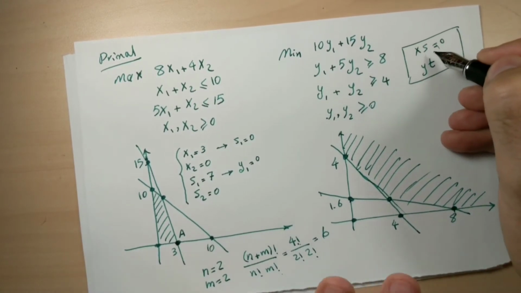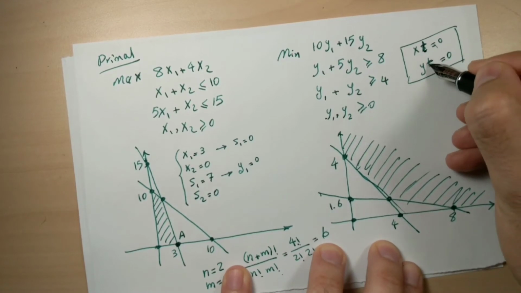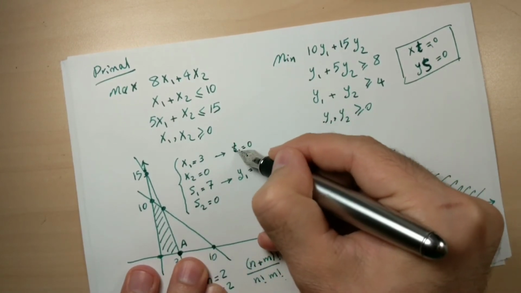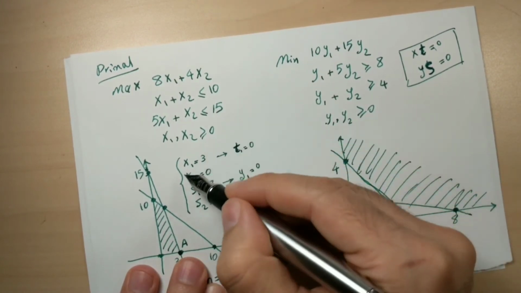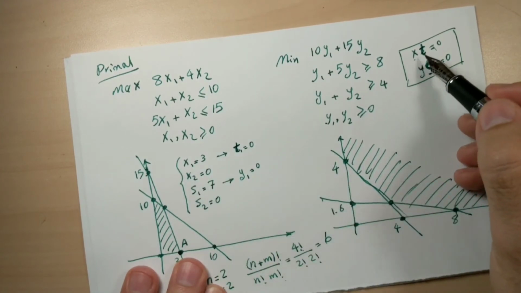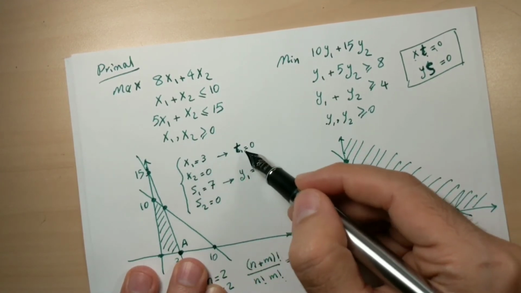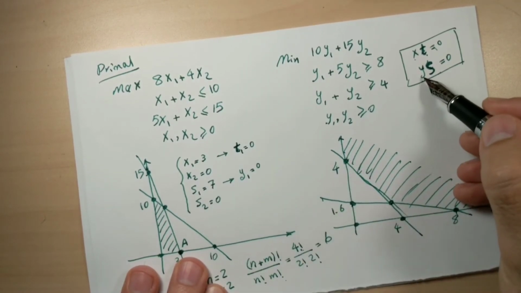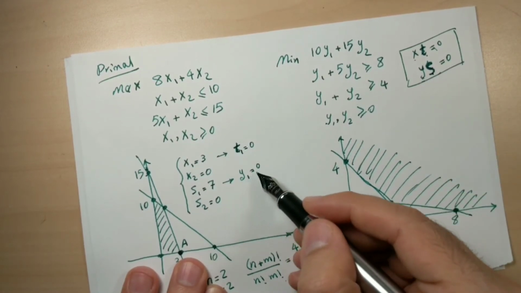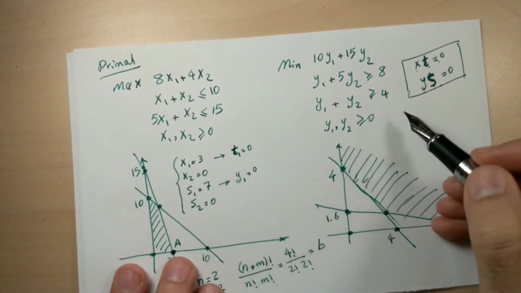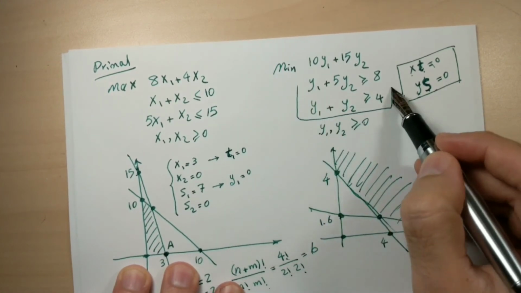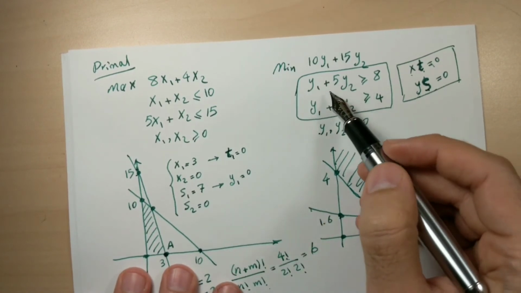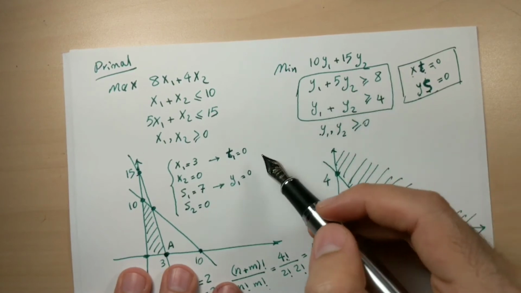I'm sorry, this is xt, this is ys. Since x1 is, I confused s and t here. If x1 is 3, since xt is 0, x1 is 3, a positive value, t1 should be 0. Since s1 is a positive value, because of this formula, y multiplied by s equals 0, y1 definitely is 0. So here, in the system of equations of the dual problem, I know that t1 is 0, y1 is 0. So let's just plug in these values in the first constraint.